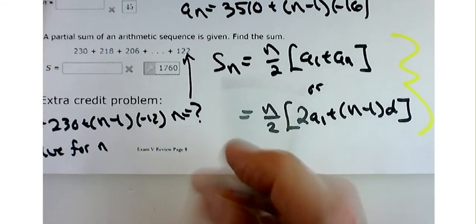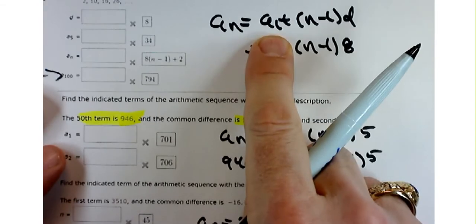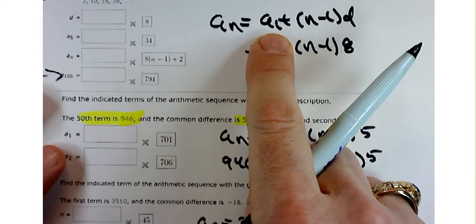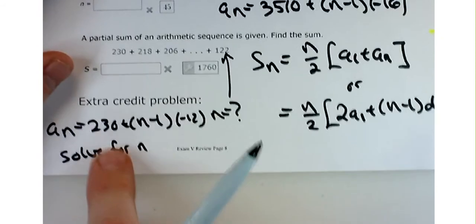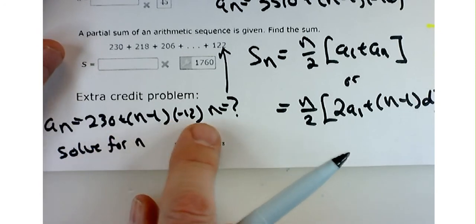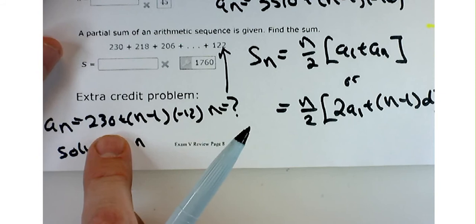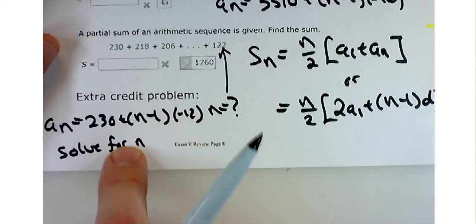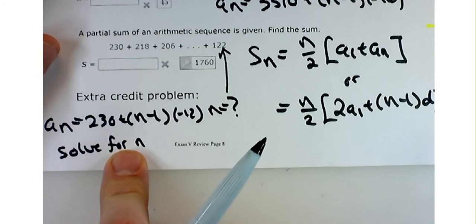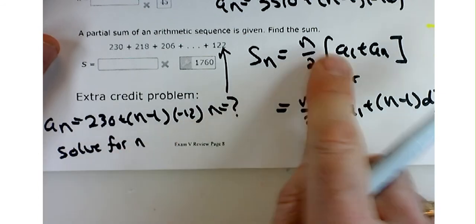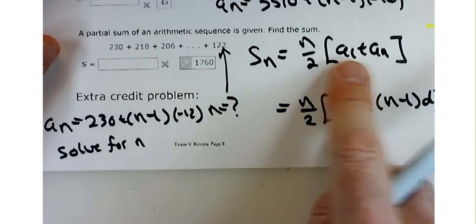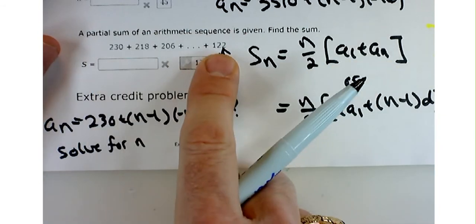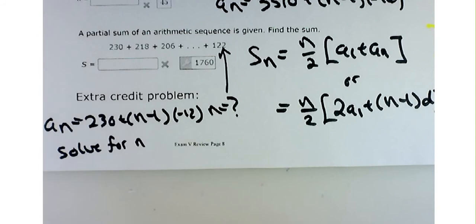So go back to this tried and true formula right here. A sub n is a sub 1 plus n minus 1 times d. And plug in all the known information. For instance, the first term is 230. The common difference is negative 12. Solve for n. Once you have n, then I can plug in n here. The first and last terms are 230 and 122. You should be able to solve and get that s is 1760 from there.